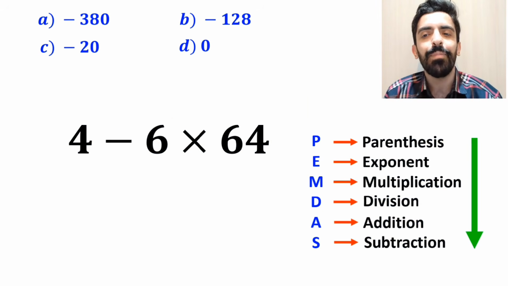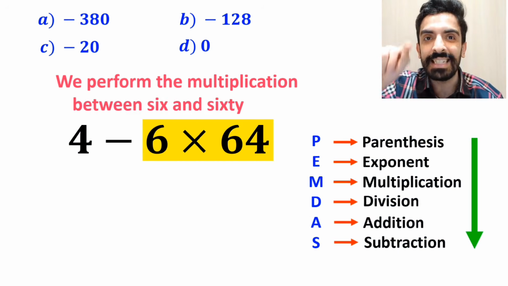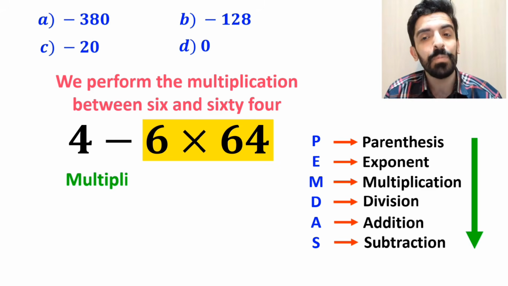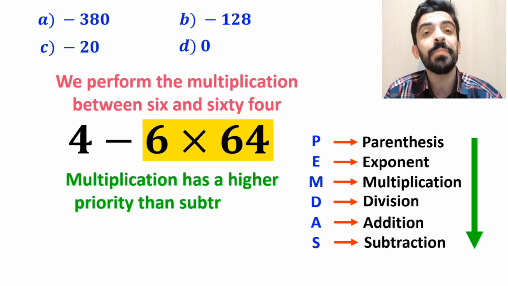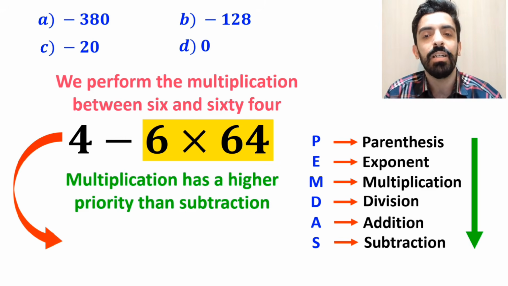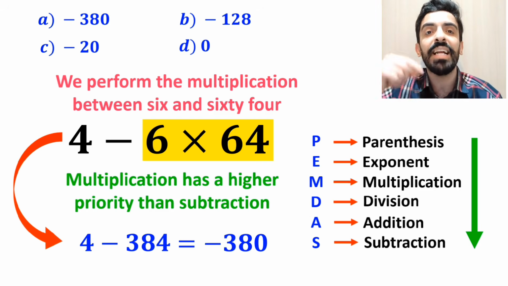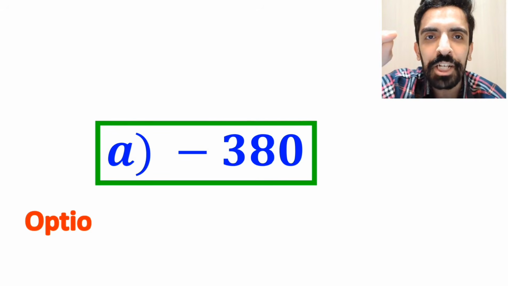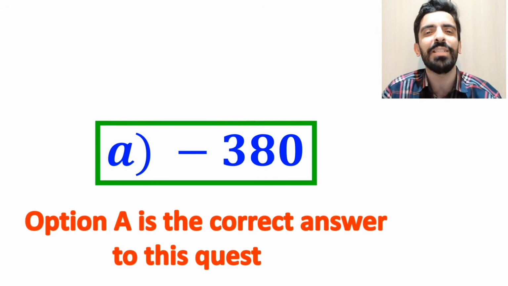In the final step, we perform the multiplication between 6 and 64 because multiplication has a higher priority than subtraction. So, this expression simplifies to 4 minus 384, which finally gives us the answer negative 380. That's great. Option A is the correct answer to this question.